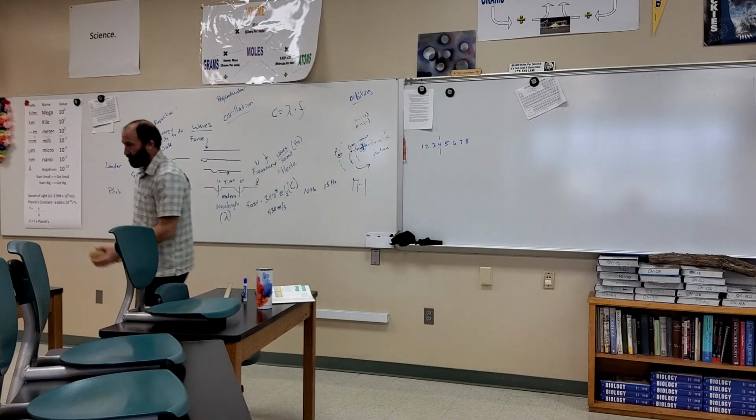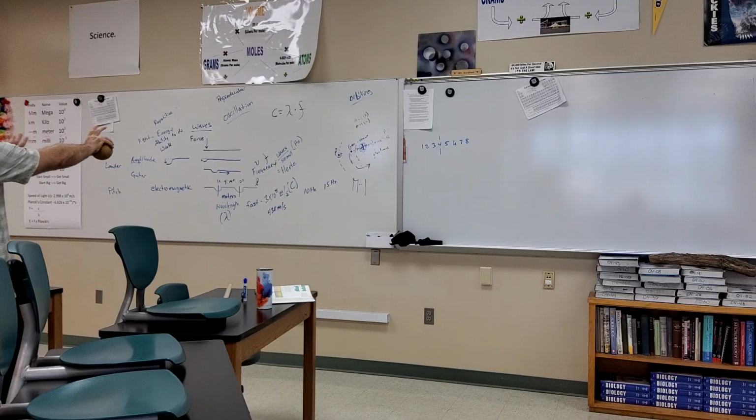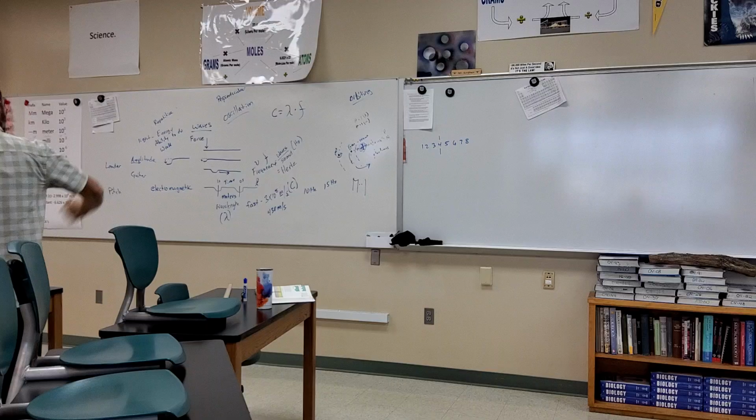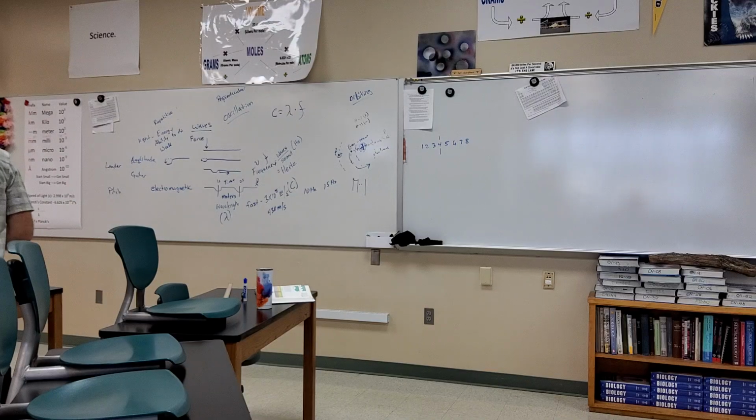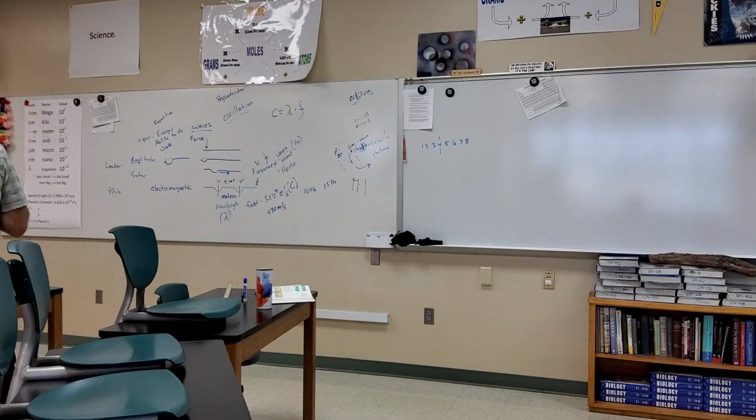Let's see. Oh, that worked. Perfect. Okay. All right. So there's the metal plate in the phototube, and I shoot light at it, and it has a frequency.